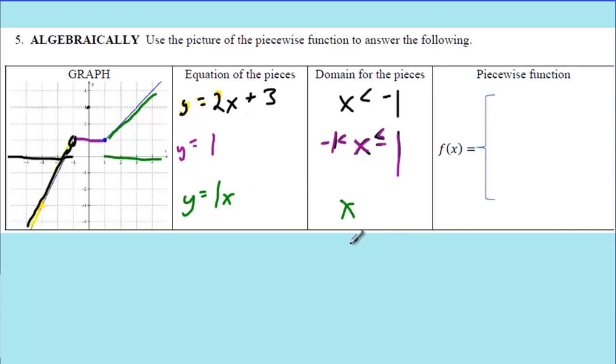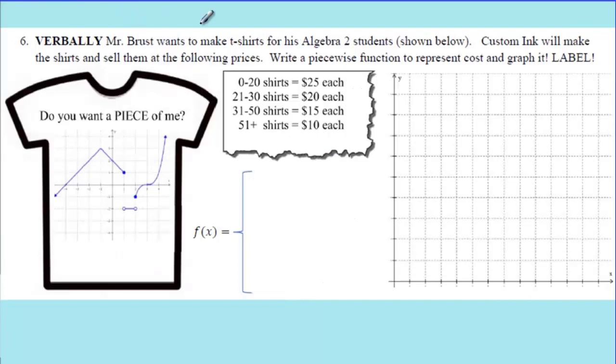So see if you can do that. This was supposed to help you put it together. So you make your own piecewise function there. Write it out so it looks nice. So if I gave you this, you could give me the graph. Awesome. Very nice. Verbally, we got a little word problem here.